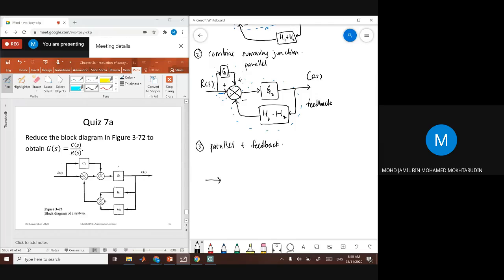So, for the parallel part, it's G1 plus this signal here. So, when you see only a line there, the signal is equal to 1, okay? The transformation is 1. So you get G1 plus 1. And then the feedback, you get G2 divided by 1 plus. Because this is minus, so you plus, okay? Plus G2 times H1 minus H2.